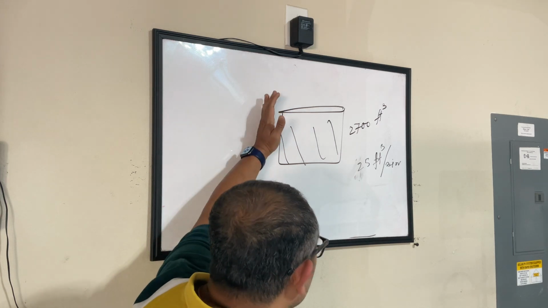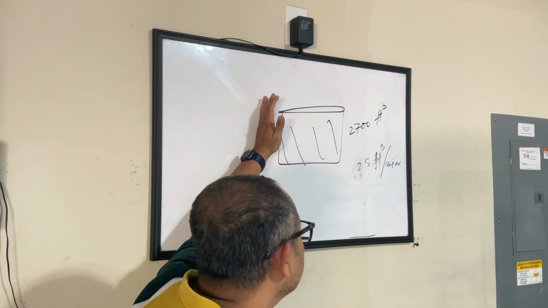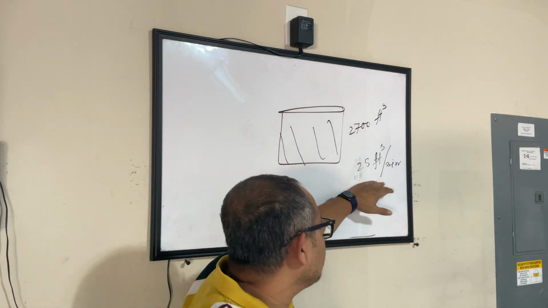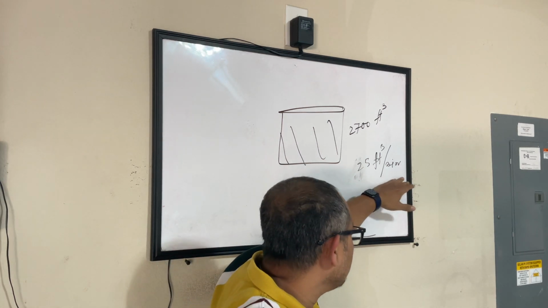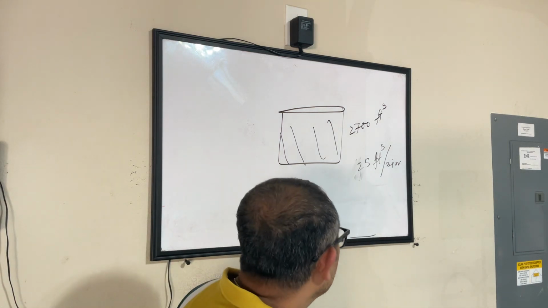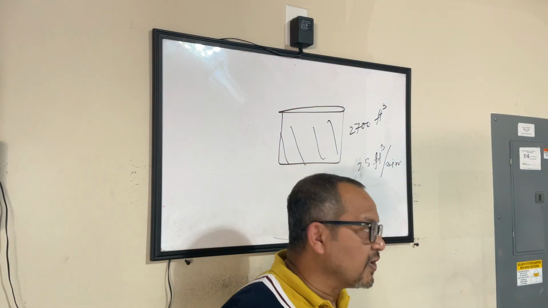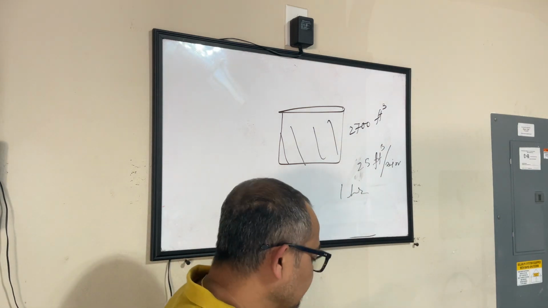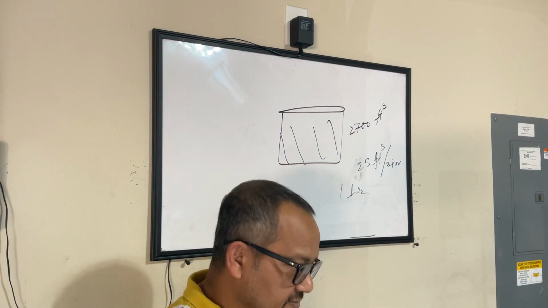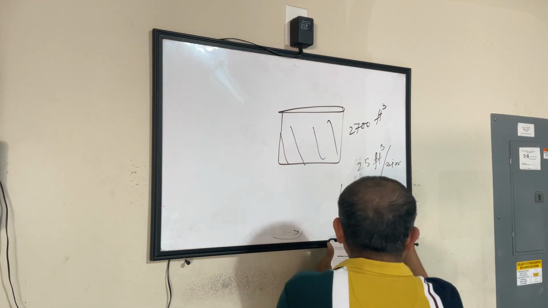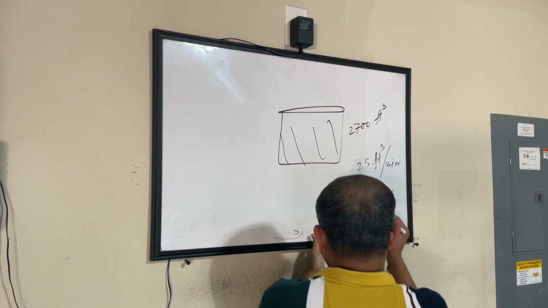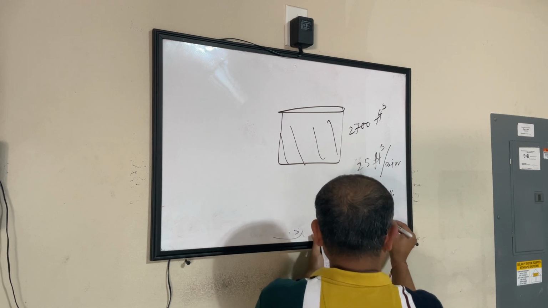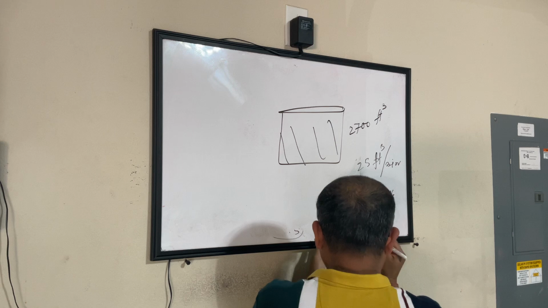So this is the pool, has a capacity of 2700 cubic feet. The hose fills the tank at 25 cubic feet per minute. If the hose is kept in the empty pool for 1 hour, what percentage of the pool will be filled? And the options you have are 10%, 44%, 56%, and 93%.